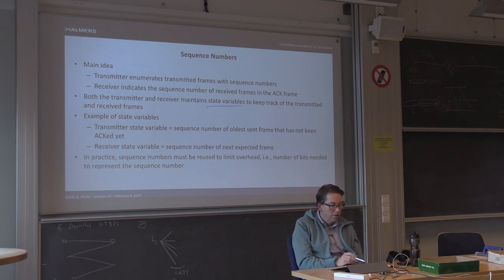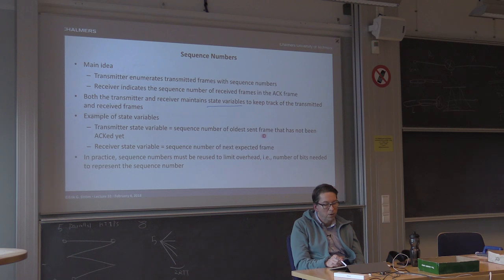So an example of a state variable is that the transmitter state variable is equal to the sequence number of the oldest sent frame which has not yet been acknowledged. Okay, so it looks a little bit like a technical definition here, which I guess it is. Well, we'll see why this is a good definition to work with. The receiver state variable could be the sequence number of the frame it expects to see next. Okay, so it's a little bit unclear why this should be a good choice, but we'll see that this is actually a good way to do it. Or rather, it's one way to do it, and this is the most common way to do it. So that's why we talk about it.